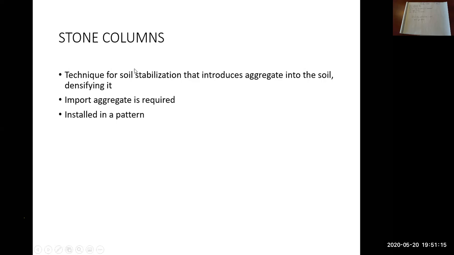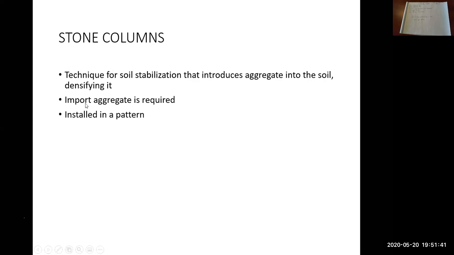So again, if you have a heavy structure to be built and the ground isn't dense enough to support that heavy structure, this is one option to densify the ground. You would need to import aggregate. Again, there are specialized companies that do this. There are a few of them around town that have the capability to do this type of work.